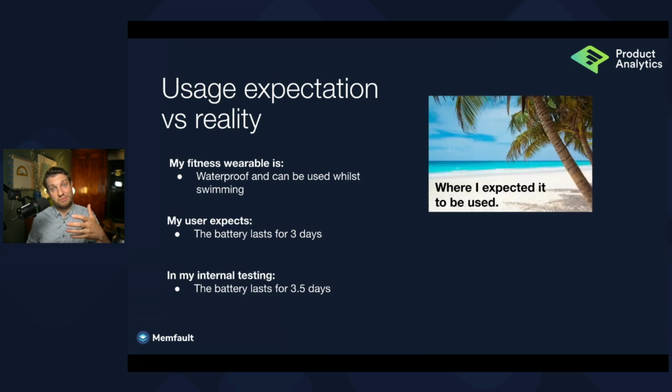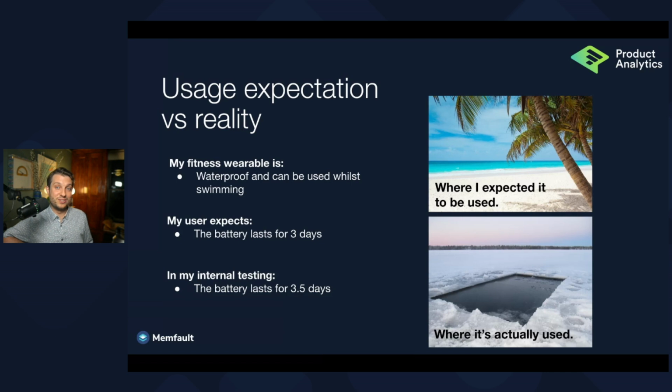Except where we expected it to be used was here at the beach, great weather. We've tested in all those environments. And it turns out in the real world, this is where our users are using it. And of course, we know that temperature has a huge impact on battery performance. And so all of a sudden, our users are getting 1.5 days of battery life, and they're complaining. They're not using it wrong. We just didn't anticipate it.